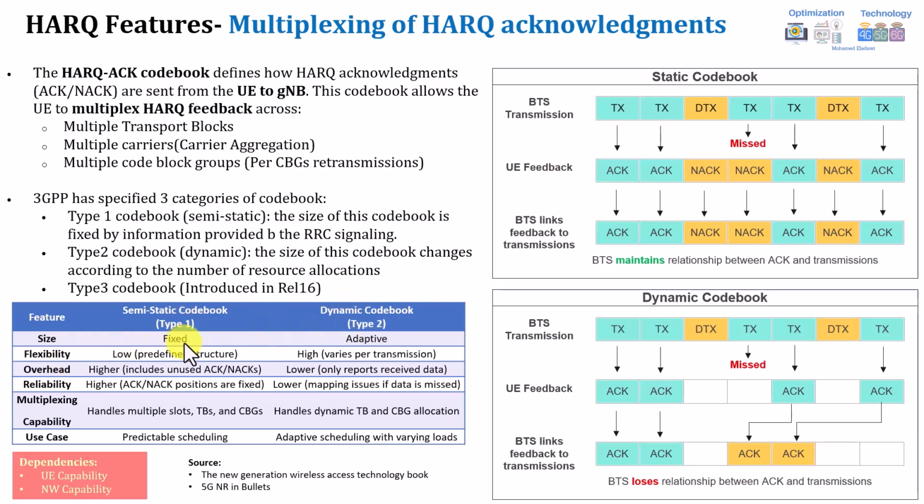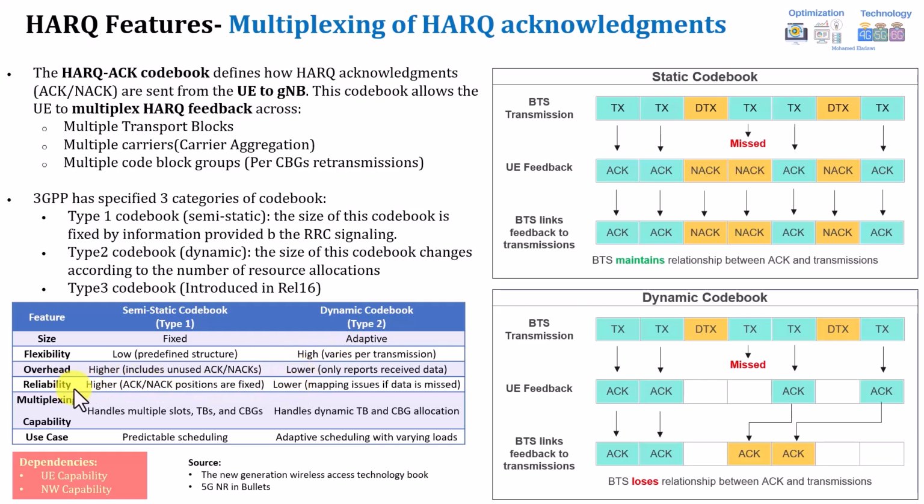For example, this one's size is fixed, as I mentioned. It has a fixed number of bits to send the feedback. But again, this introduces extra overhead, as mentioned here, because it even includes unused HARQ ACK and NACK for the DTX, for example. While the size for the dynamic is adaptive, it can be high or low depending on the requirement, and flexibility is much higher, and it has lower overhead.